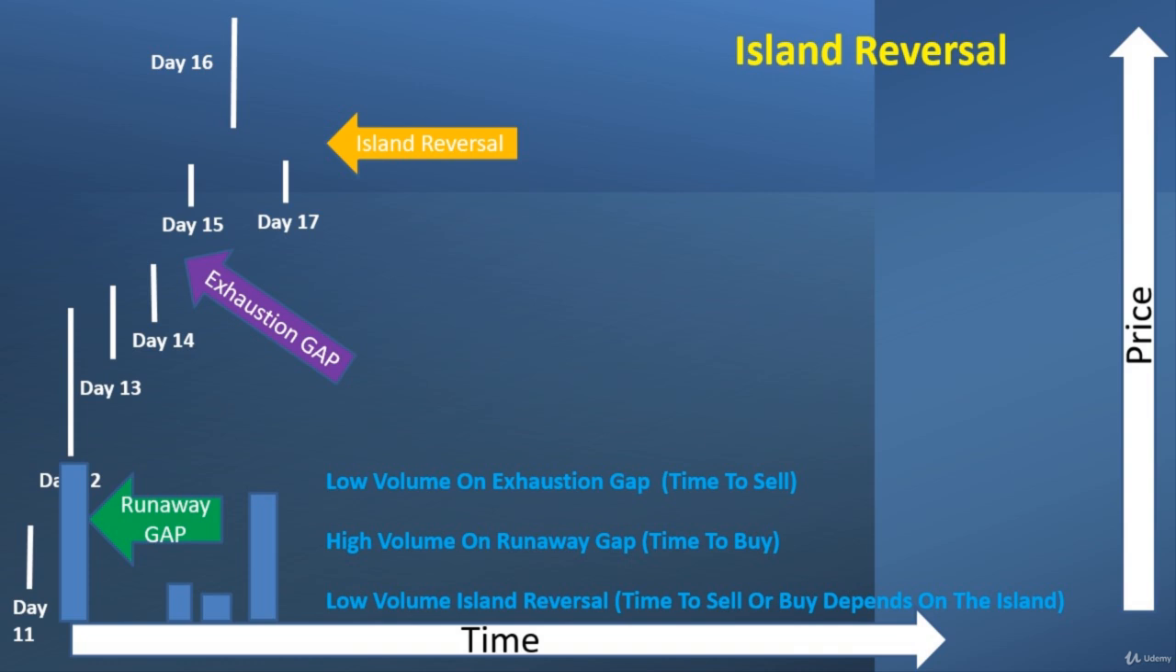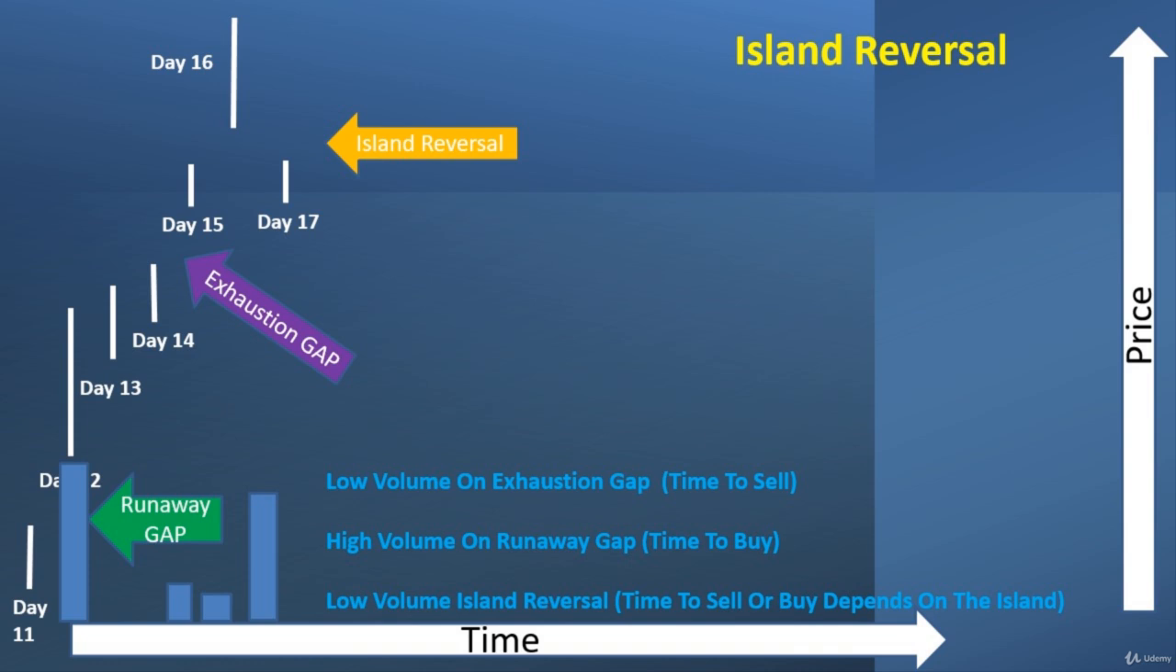We saw previously, on day 12, that runaway gap where it's time to buy. But with a low volume island reversal, you're going to have that low volume on day 16 in this example. And then the time to sell or buy depends on the island, right? You're waiting for the island to form. So we don't really truly know it on day 16. We need a day 17 to show what's going to happen. And then on day 17, there's going to be some high volume, which is one way you can see you've got your island reversal.